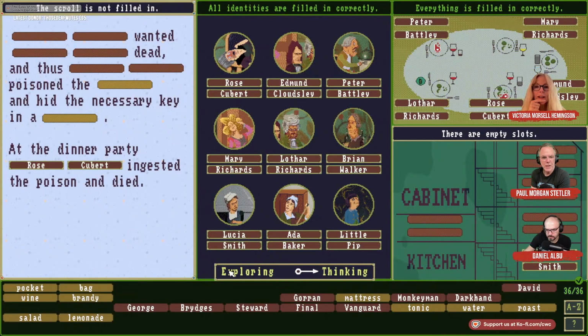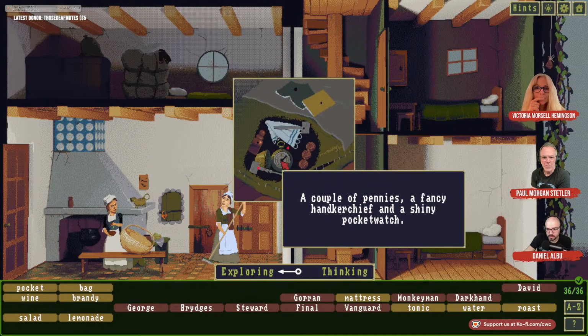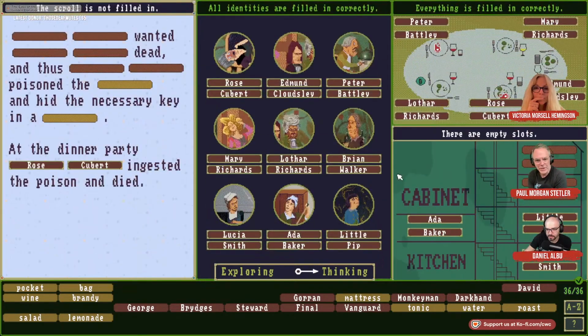If Pip is young, he would probably be in a higher room. So this is little Pip. And then Ada Baker will be in the cabinet. Does she own a pocket watch? Well, we'll see. I just think we gotta fill it in and see how close we are. Brute force it, basically. And then does Edmund Cloudsley live in the top? He wouldn't live at the top. He would live in the one above that, right?